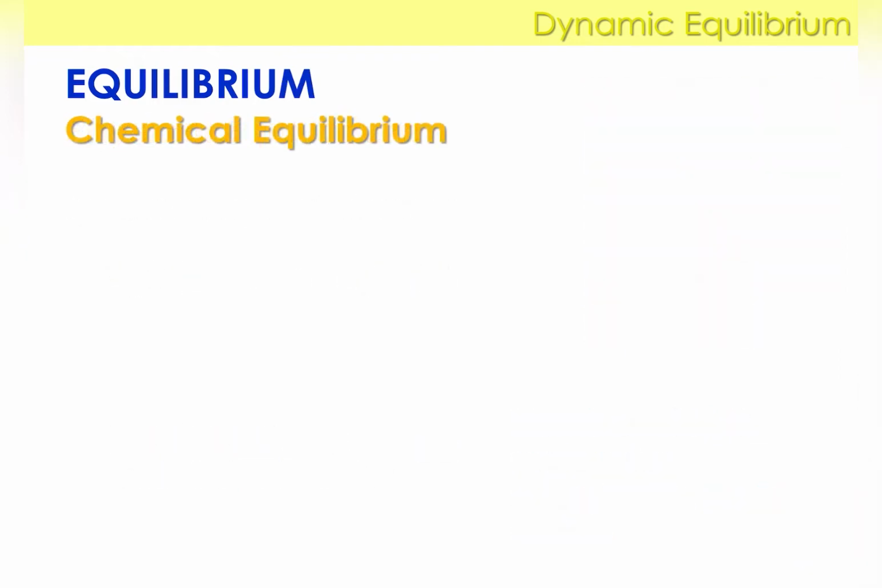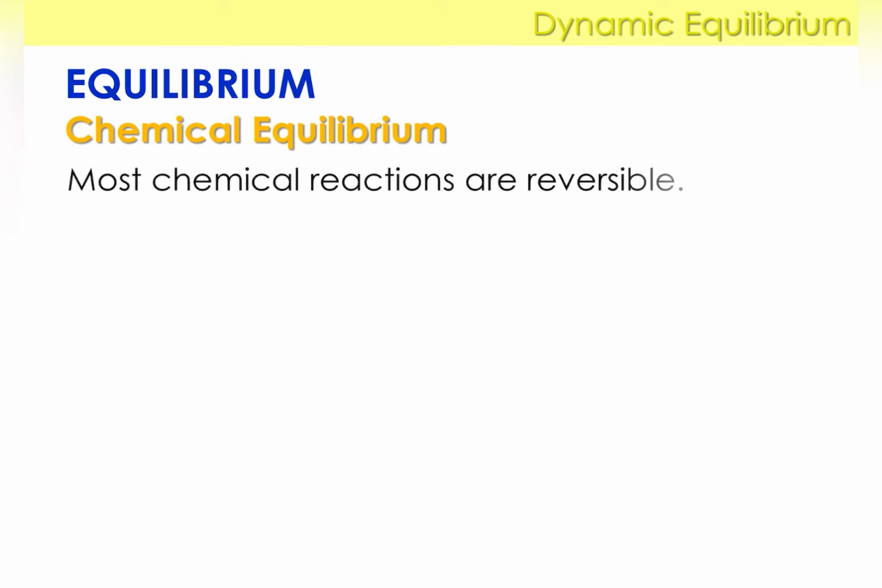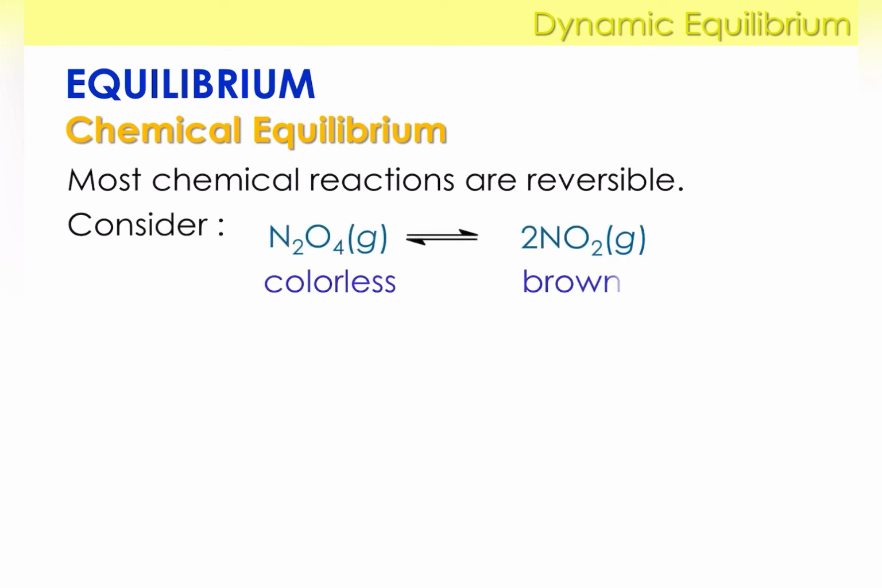Next one, let's go to chemical equilibrium. So what happens during chemical equilibrium? Usually the reaction will undergo a chemical reaction and most of them are reversible. For example, we consider N2O4 gas phase reversible with 2NO2 gas phase. As you see here, N2O4 gas is colorless while NO2 gas is brown in color.